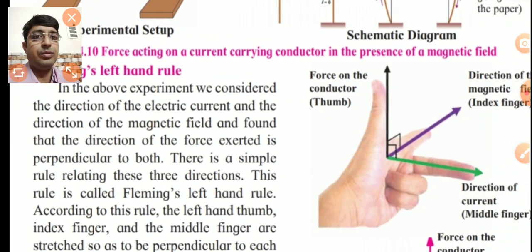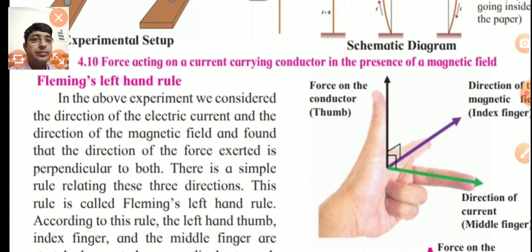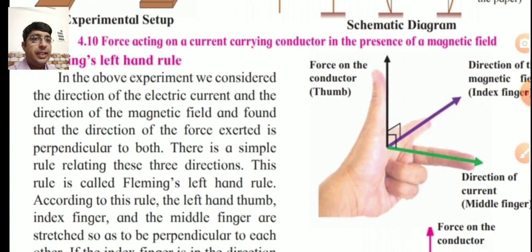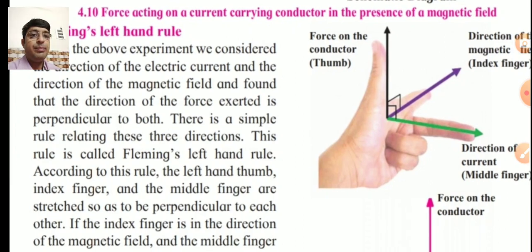Fleming's left hand rule. In the above experiment, we considered the direction of the electric current and the direction of the magnetic field, and found that the direction of the force exerted is perpendicular to both. There is a simple rule relating these three directions. This rule is called Fleming's left hand rule.